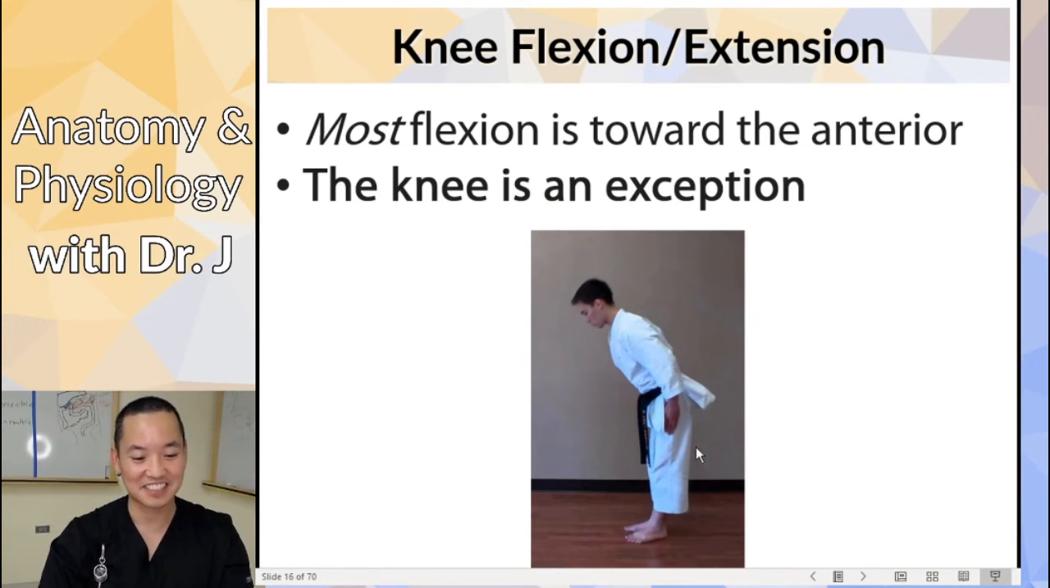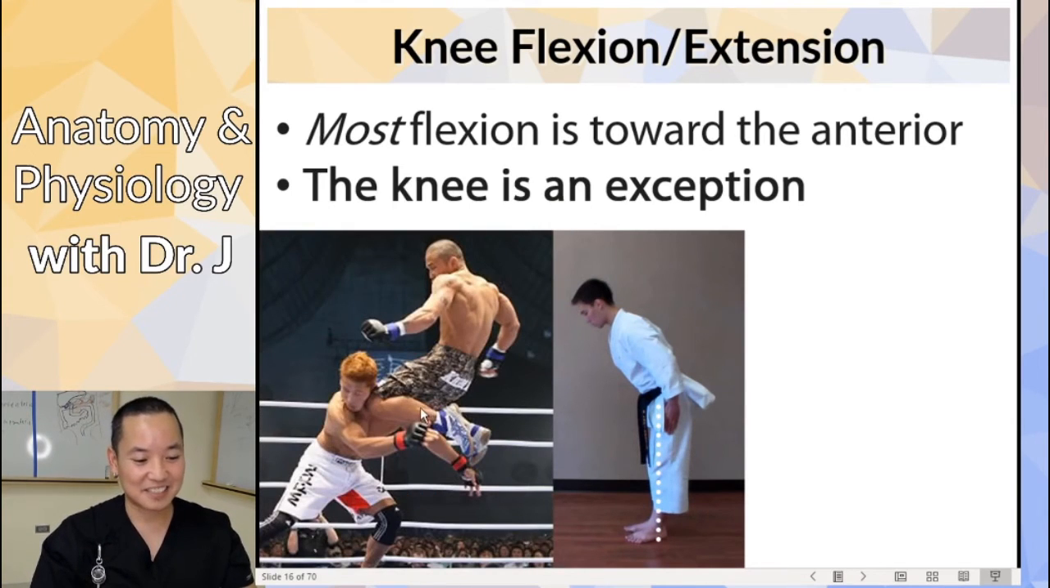So again, your knee is an exception. Naturally, you can bend it easily toward your posterior, but can you bend your knee toward the anterior? So your knee typically bends this way. Knee flexion is toward the posterior. So this is a big exception, but it's still decreasing the angle. This is where the decreasing the angle definition still holds up.